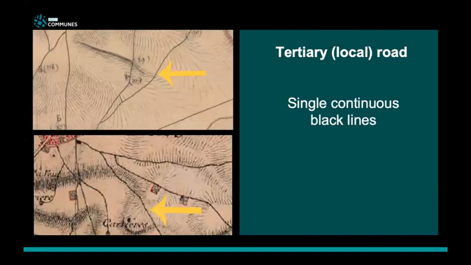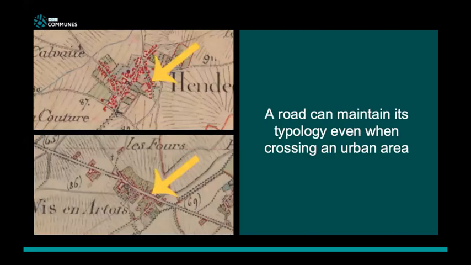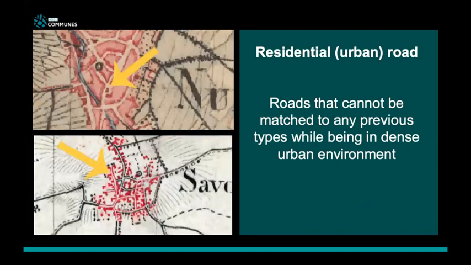Tertiary or local roads are identified as thin, single continuous black lines. You should be aware that roads can maintain their classification even while crossing through urban areas. This brings us to our fourth and final classification.